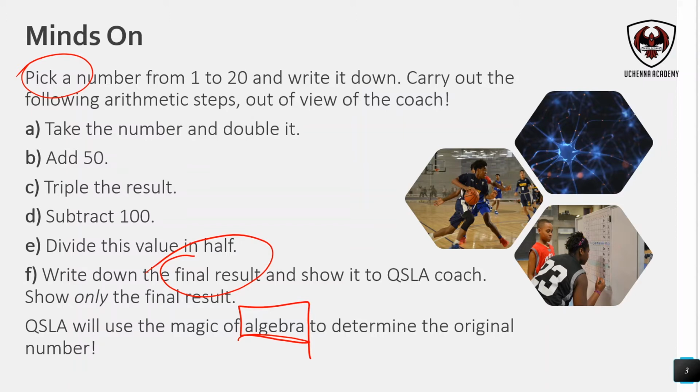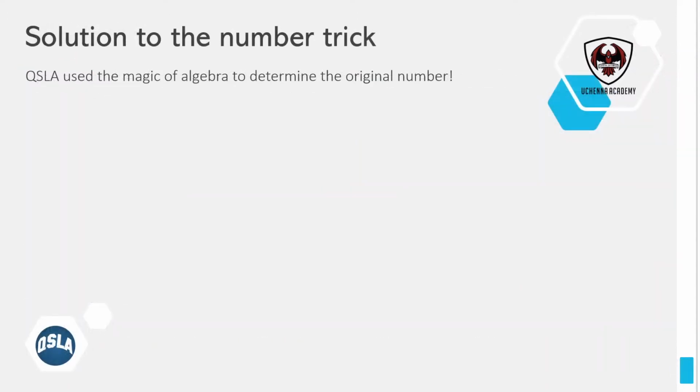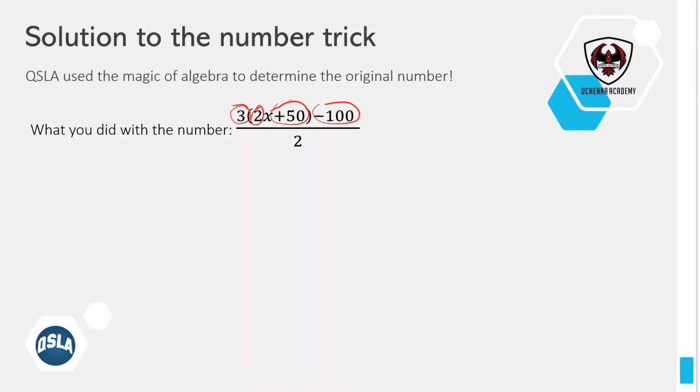It is math. So basically, you were asked to do a bunch of things to some number x. So that x was the original number that you picked. We're calling it x. This unknown number. We asked you to double the number. So that's multiplying it by 2. We asked you to add 50 to the number. Then we asked you to triple this, multiply by 3, subtract 100, and then divide by 2.